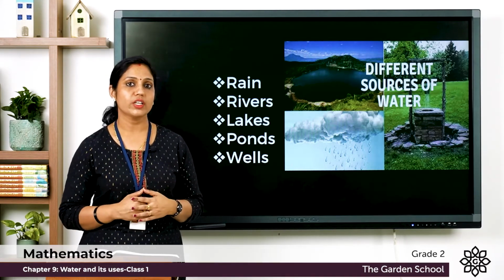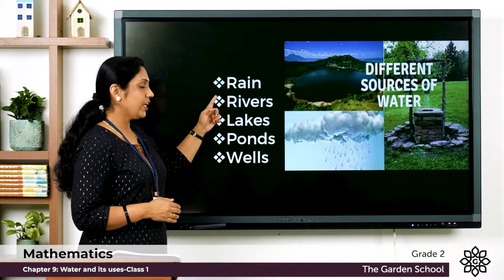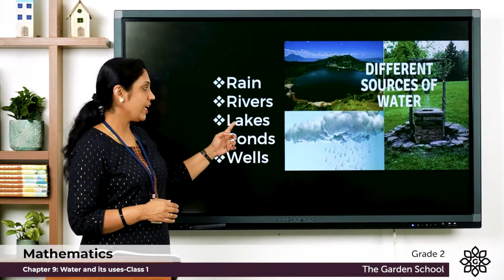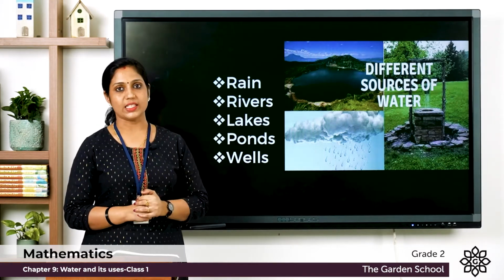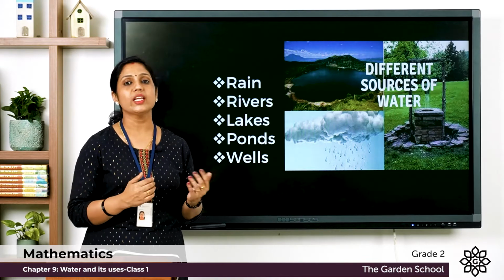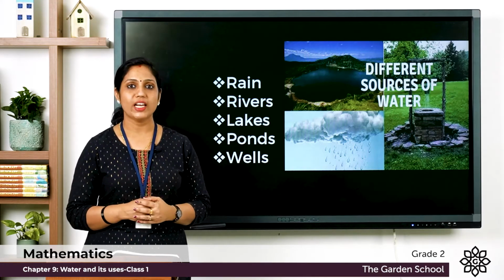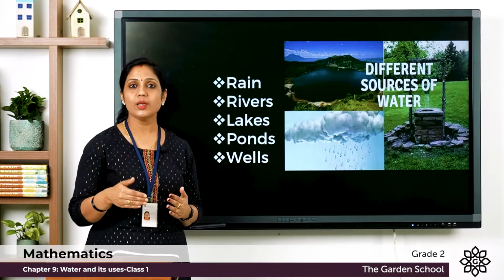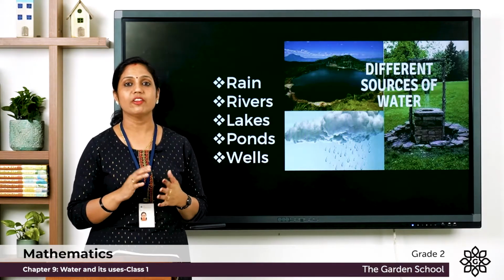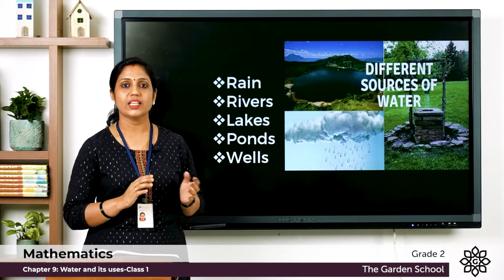So what all are the different sources of water? Rain, rivers, lakes, ponds and wells. So from here we get water for different uses. And do you know what a well is? A well is a deep hole dug in the ground and from there you get water. So that is a well.